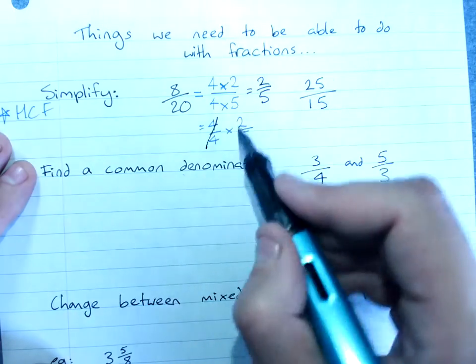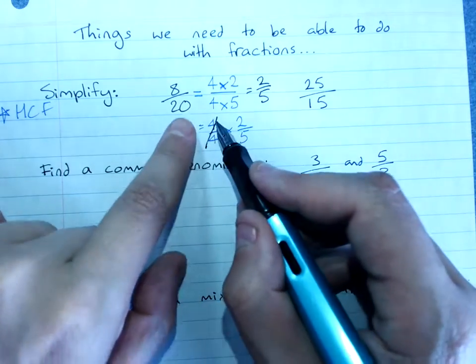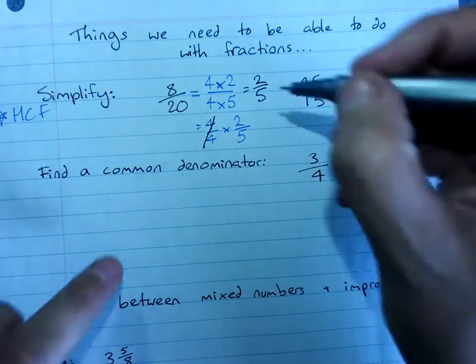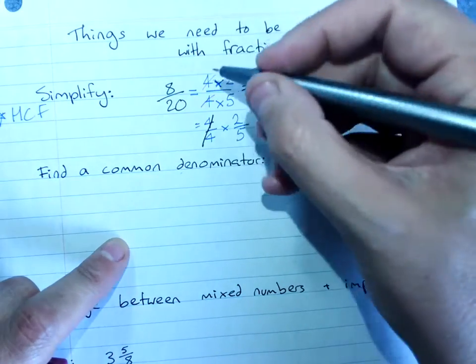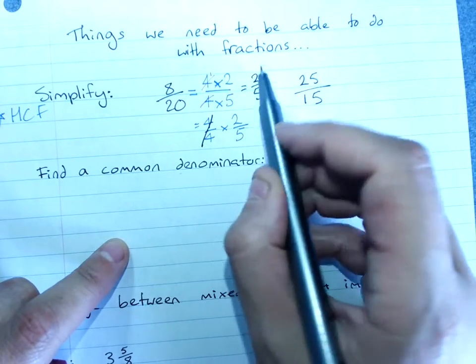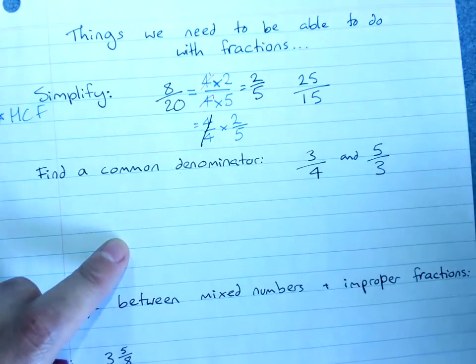So you don't need to show this line of working. I've just separated them out to show you that this is 1. You can simply cancel out the two common factors. It's effectively 4 divided by 4 is 1, and 1 times 2 is 2. 4 divided by 4 is 1, and 1 times 5 is 5.